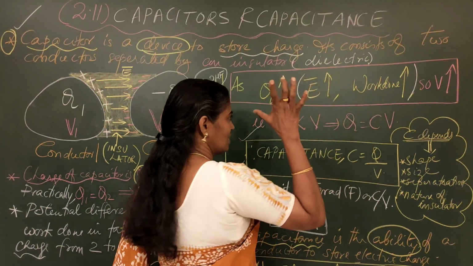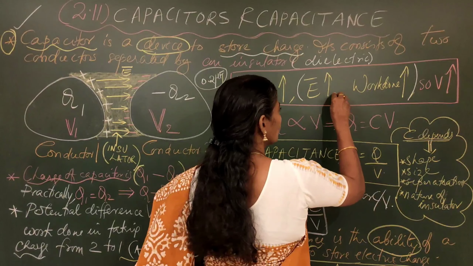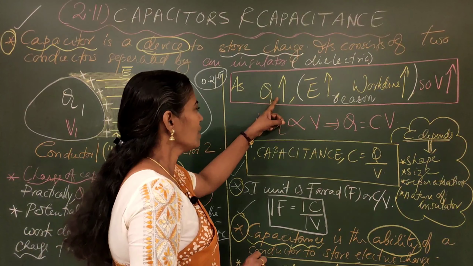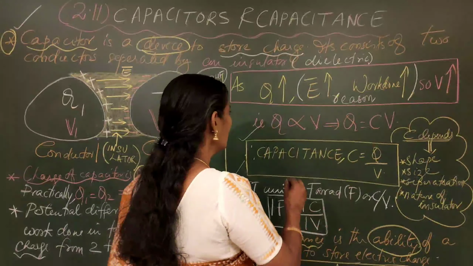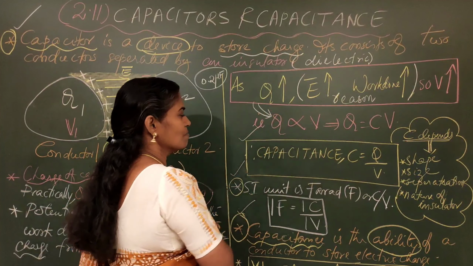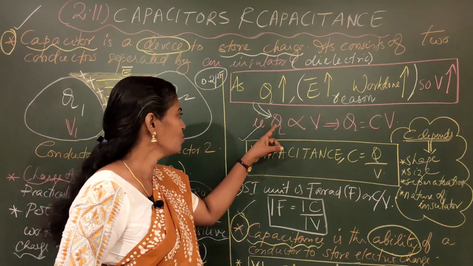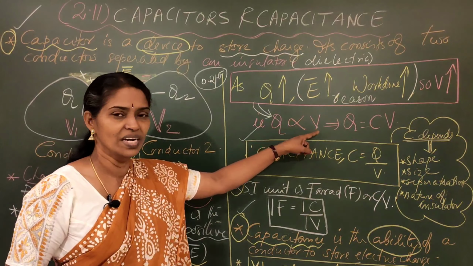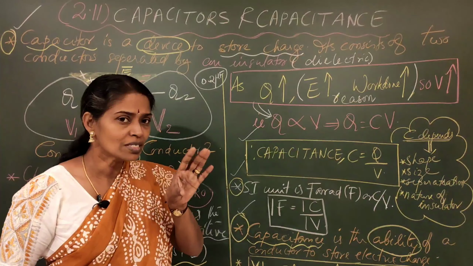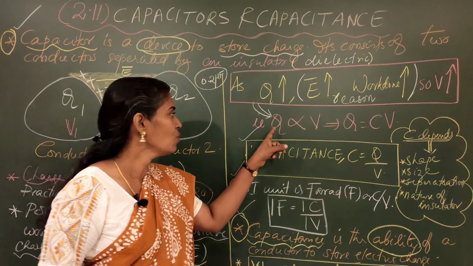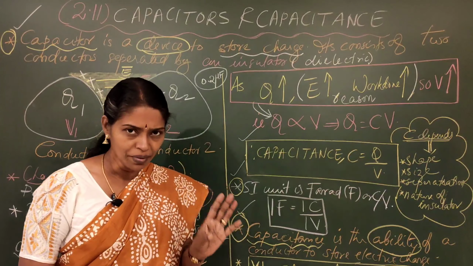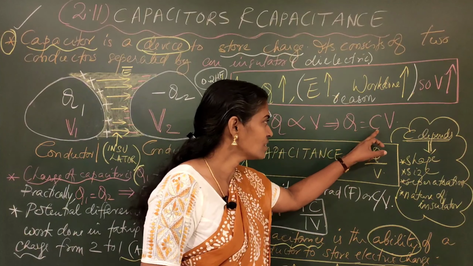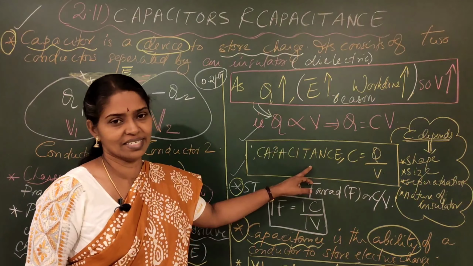This is the reason why you say Q increasing, V increasing. This is the principle. What is the principle? As Q increases, V increases. Reverse: as Q decreases, V decreases. So the principle behind a capacitor is Q proportional to V. Means Q is equal to a constant into V. That constant is known as capacitance.